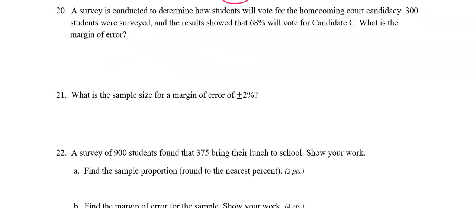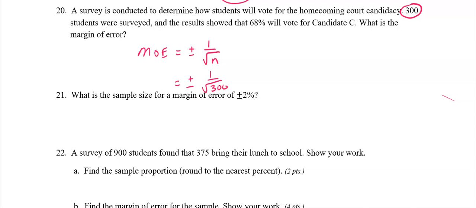All right. Next problem. We conducted a survey. 300 students were surveyed. 68% will vote for candidate C. What's the margin of error? Well, the 68% really isn't needed in this particular problem. The margin of error formula is always plus minus 1 over the square root of n, and n is the sample size, or how many people, in this case, were surveyed. So to get our answer, it's plus minus 1 over the square root of 300.